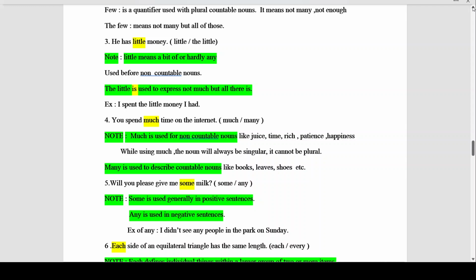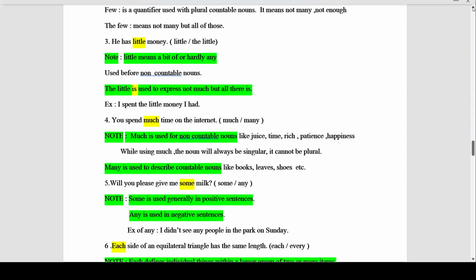For example, I'll tell you the difference between little and the little. He has little money. But the example for the little is: I spent the little money I had. मेरे पास जितना भी पैसा था वो सब मैंने खर्च कर दिया. मेरे पास कम पैसा है. Can you understand? He has little money. So what is the difference when I use the little? I spent the little money I had. जितना भी कम पैसा था वो मैंने खर्च कर दिया.